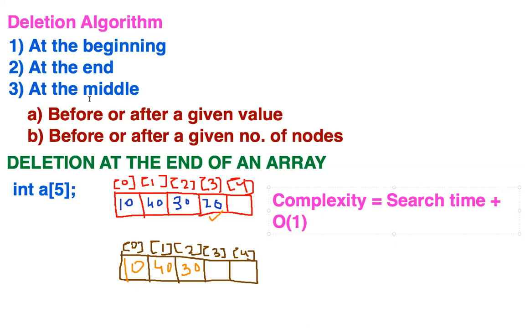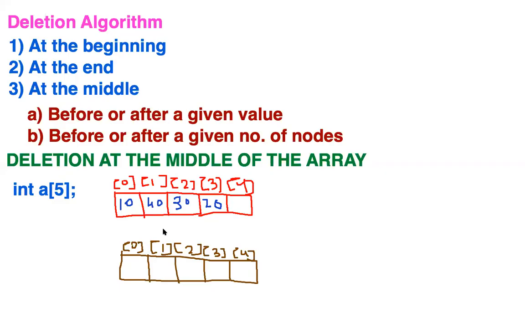Now let us see what happens if we are deleting in the middle of the list. Let us consider the same thing and assume that we are going to delete after a given value. Let the value after which we want to delete be 40. That means we want to delete the value 30 in the middle of the list. So we have to start from the beginning of the list and search for that particular element, and we reach this place.